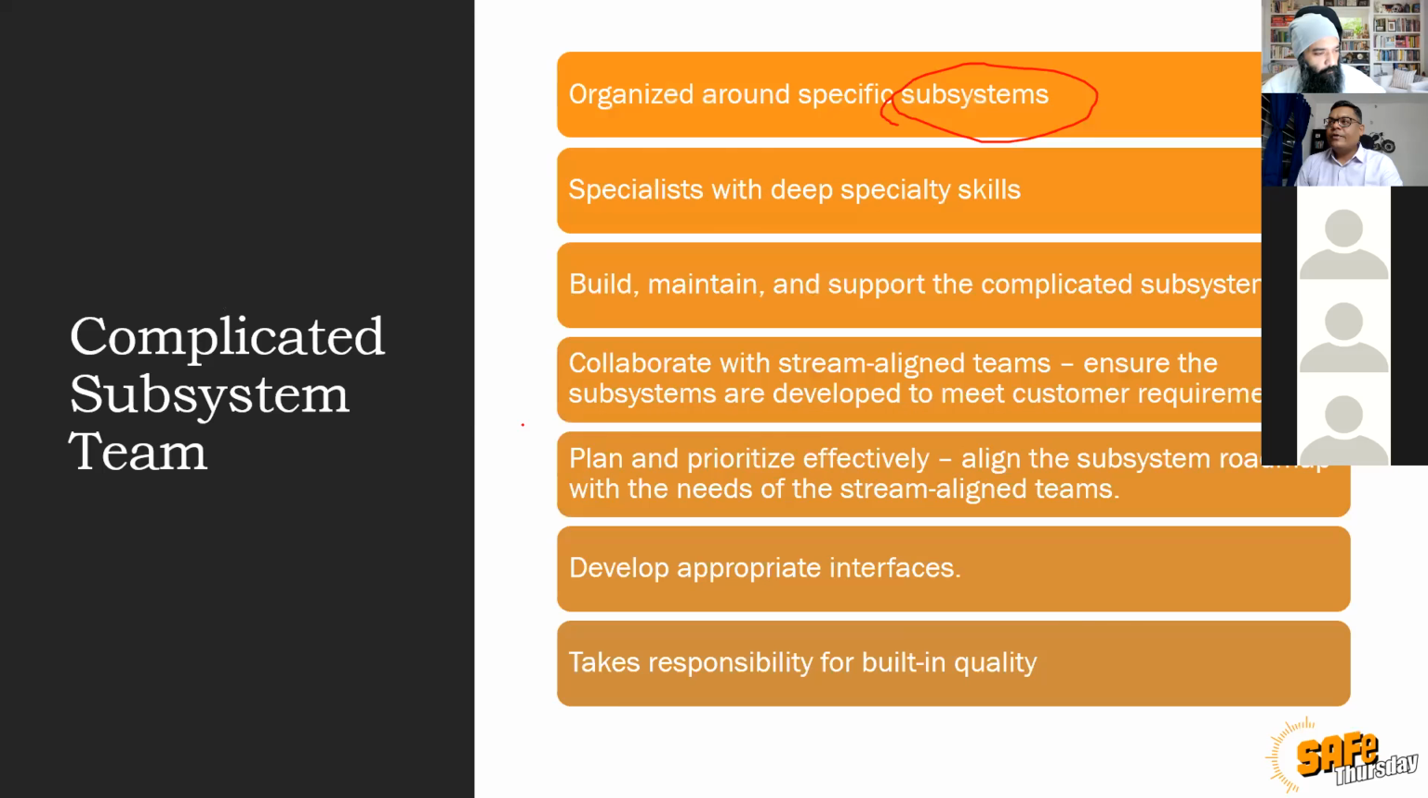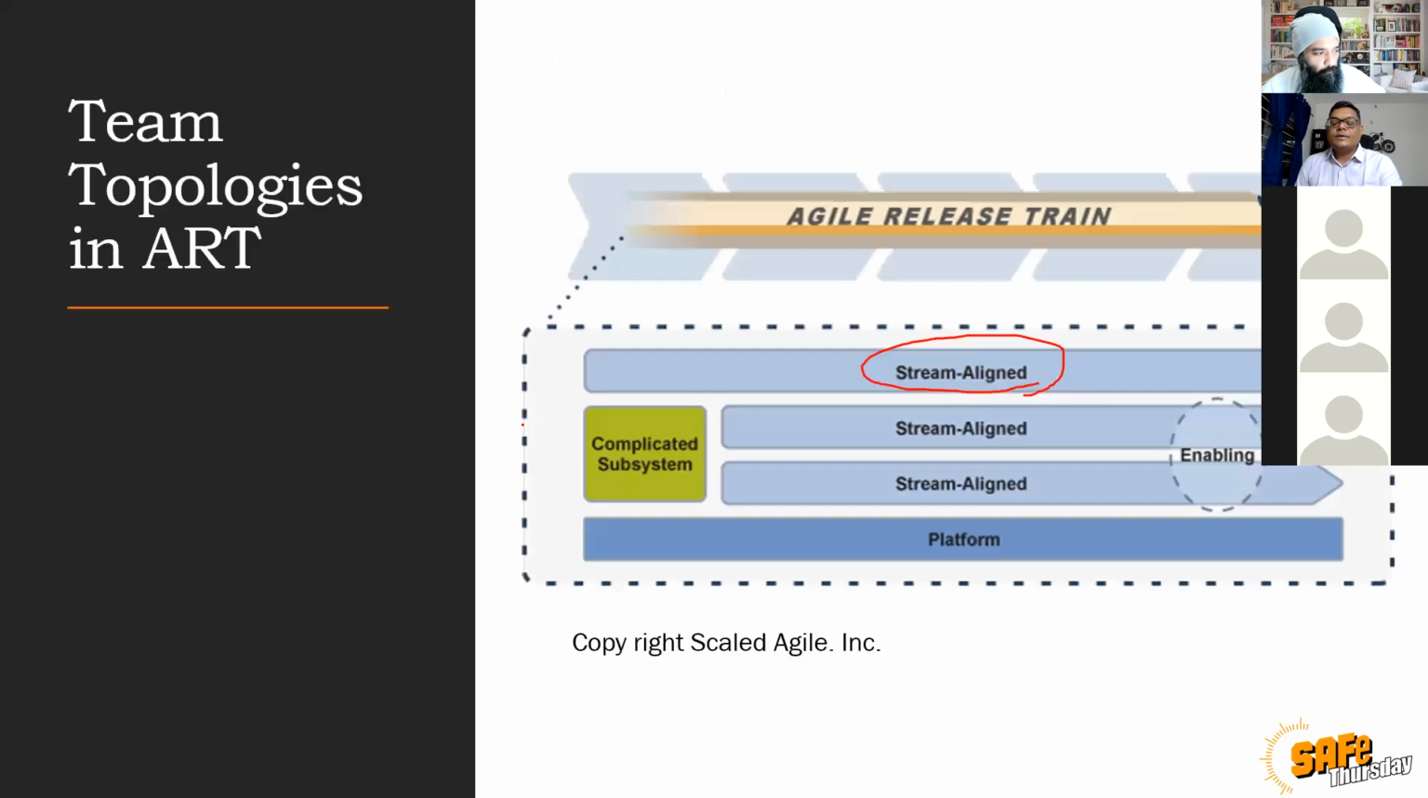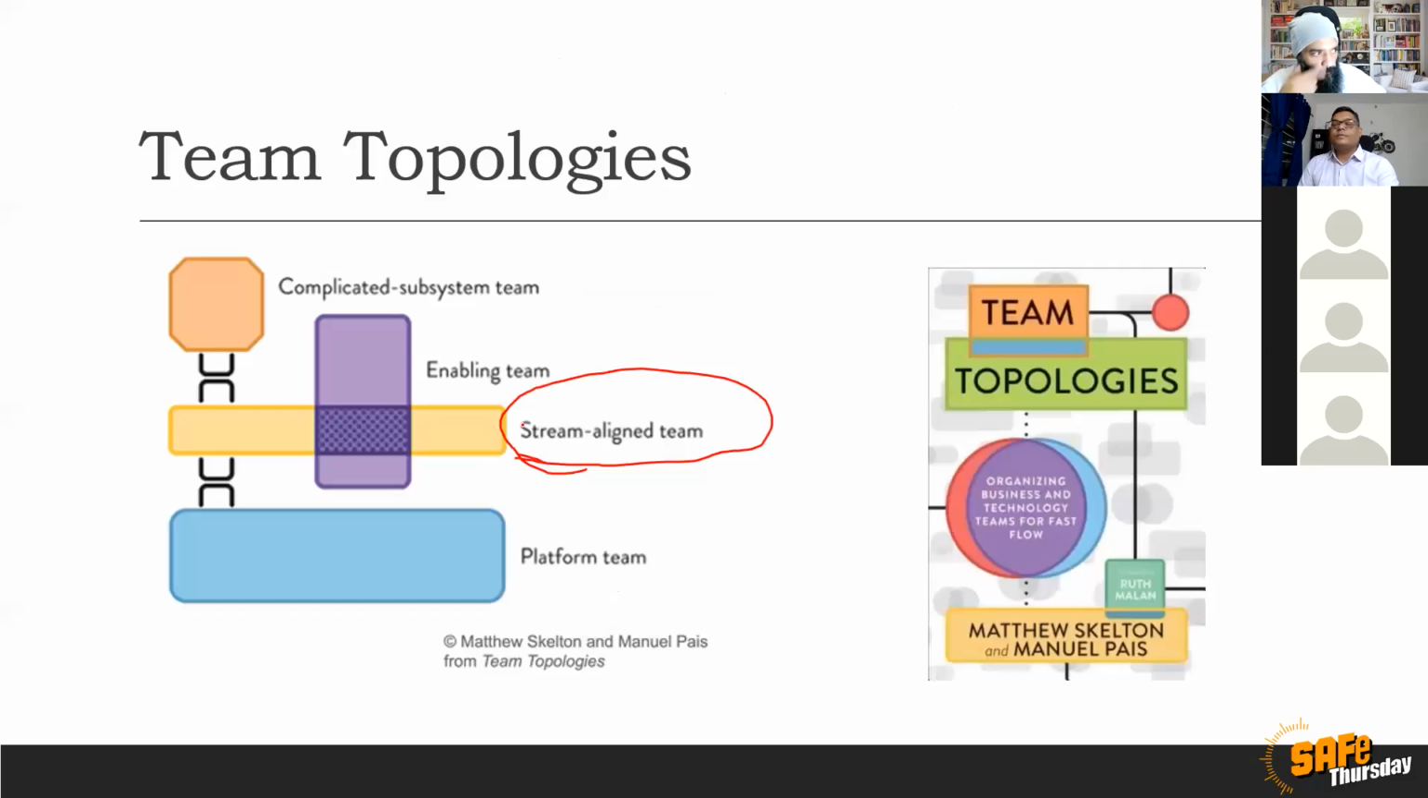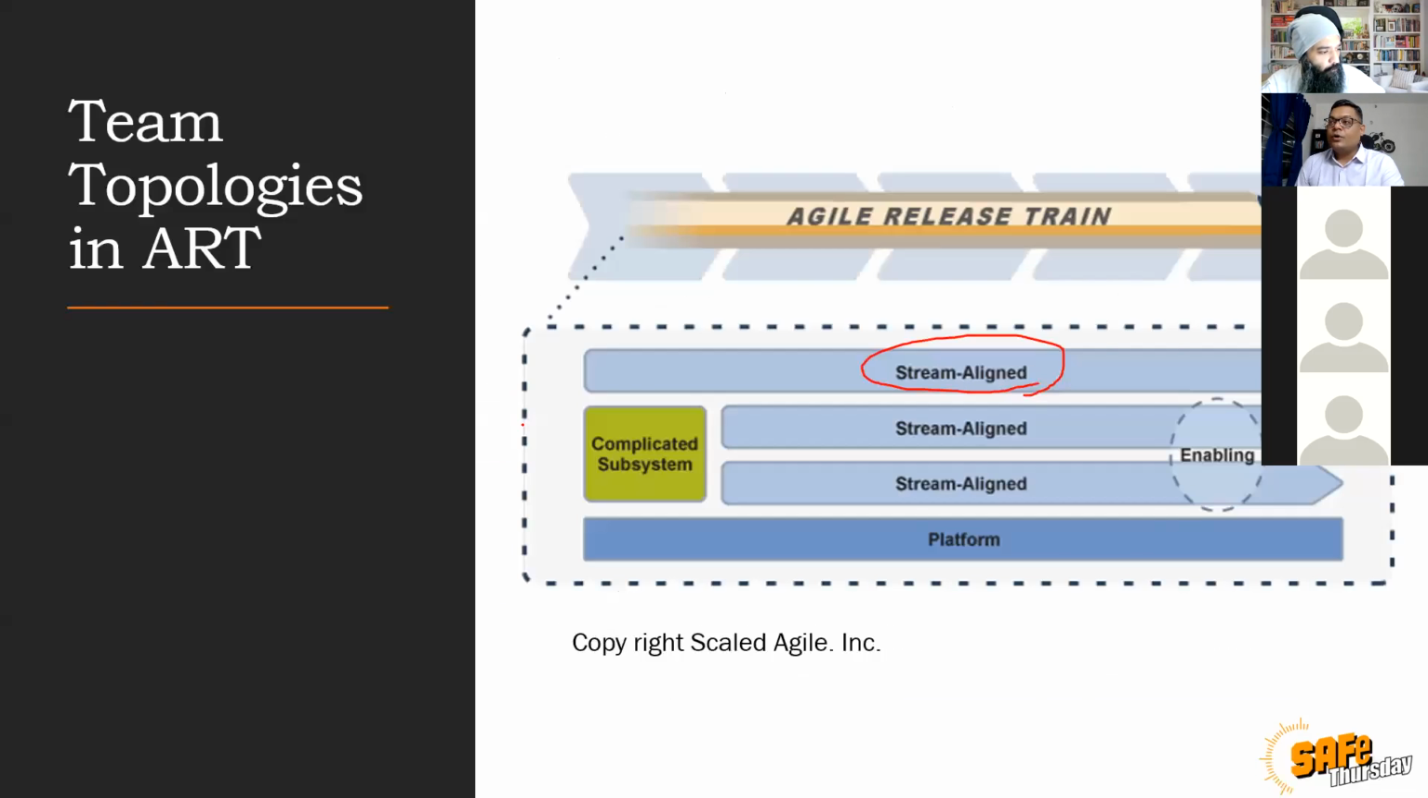So these are different teams that SAFe suggests, getting inspired from the book called Team Topologies by Skelton and Manuel Pais. This is how, for a better flow and to reduce the cognitive load of these different Stream Aligned teams, we need to form our ART.